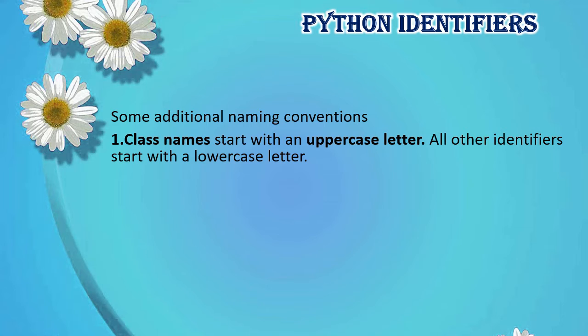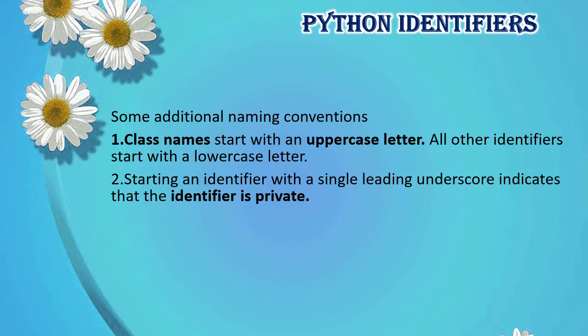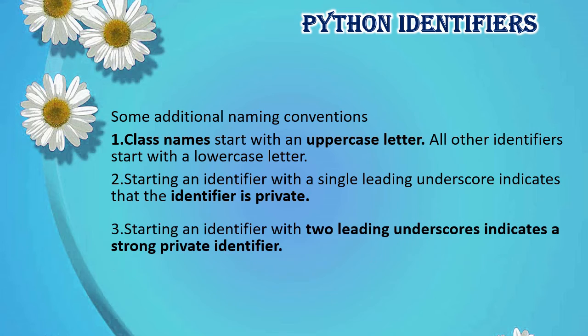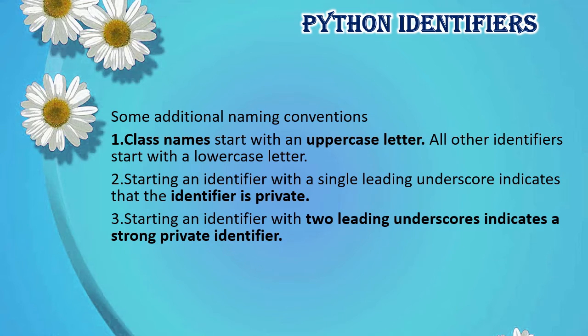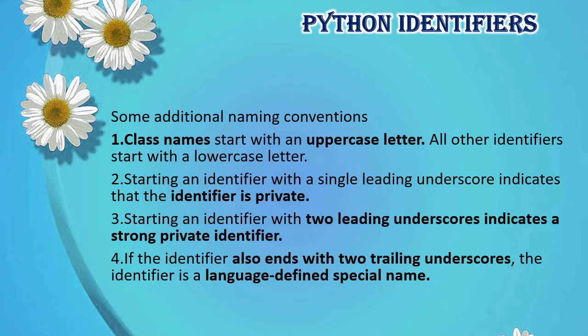And there are some additional naming conventions. In Python, class names start with an uppercase letter, others start with lowercase. If you start an identifier with a single leading underscore, it indicates it's private. If it starts with two underscores, it indicates a strongly private identifier. And if an identifier ends with two trailing underscores, it indicates a special name.